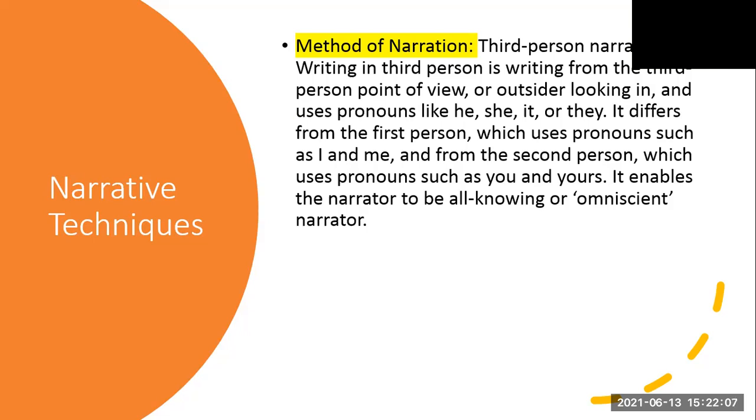The first one is the method of narration. أسلوب السرد. Method of narration. In this short story, we call it third person narration. What do we mean by this? Writing in third person is writing from the third person point of view. شخص مش موجود خالص في العمل. An outsider looking in. And the pronouns used would be he, she, it, they.